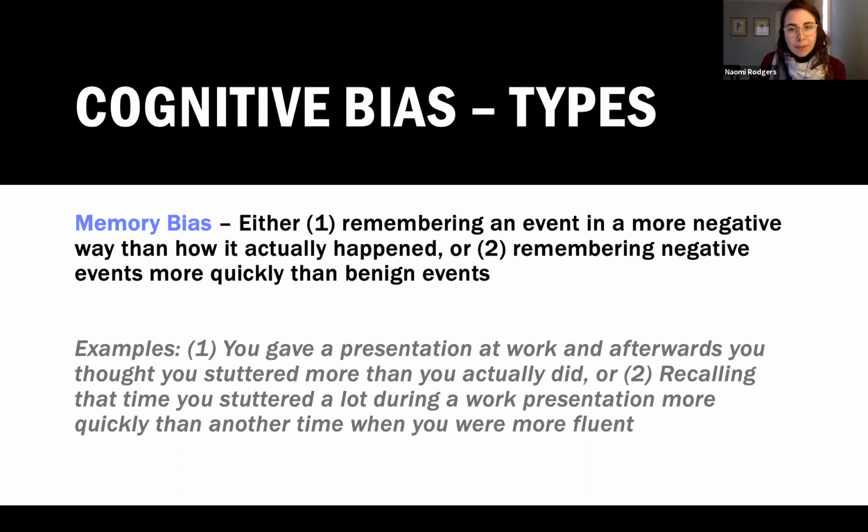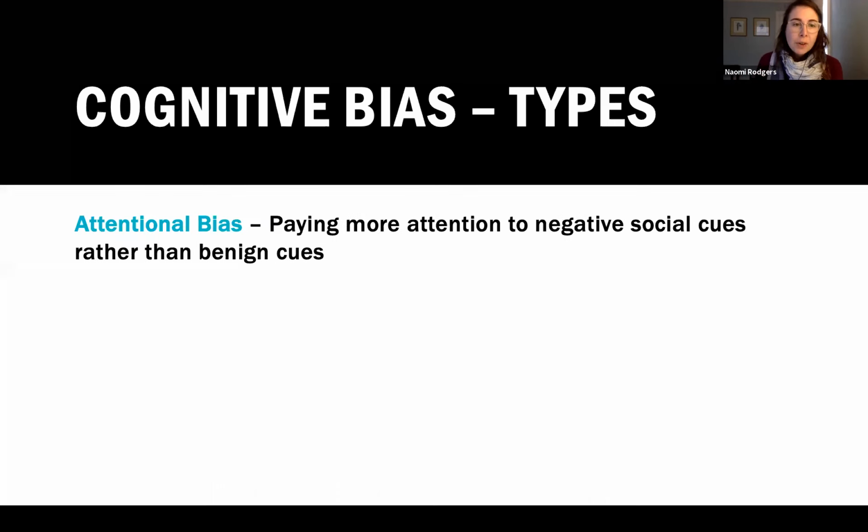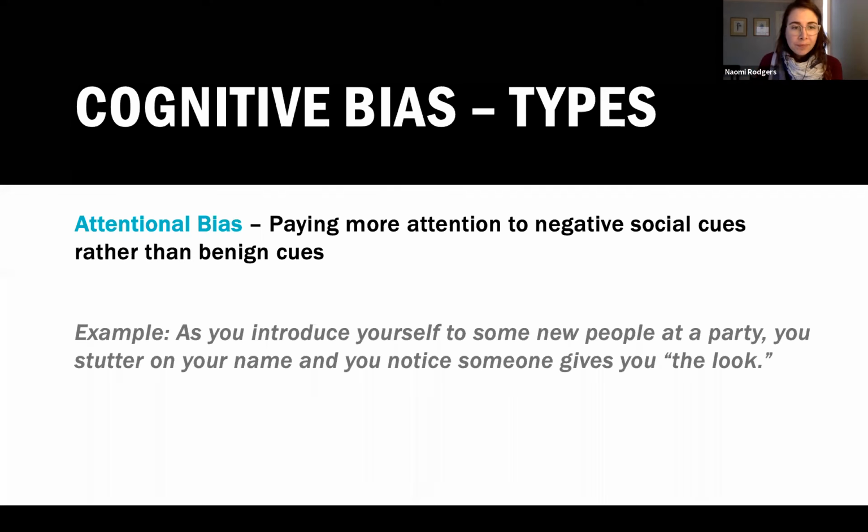And a third type of cognitive bias that I have spent most of my time researching is known as attentional bias. And this is when folks pay more attention to negative social cues in their environments rather than benign cues. So for a stuttering example, let's say as you introduce yourself to some new people at a party, you stutter on your name and you notice that someone gives you the look. Okay, we all know what that look is.